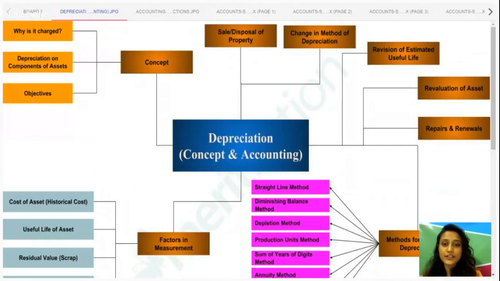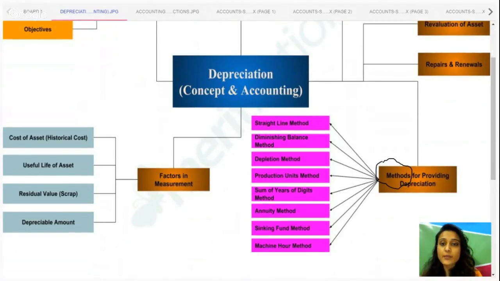Let's get started. The concept of depreciation, how do you change the method of depreciation, what is the estimated useful life of an asset, and most importantly, what are the different methods by which depreciation can be calculated. So these are the various methods that we have for you over here: straight line method, diminishing balance method, depletion method, production units method, sum of years of digits method, then annuity method, sinking fund method, and the machine hour method.